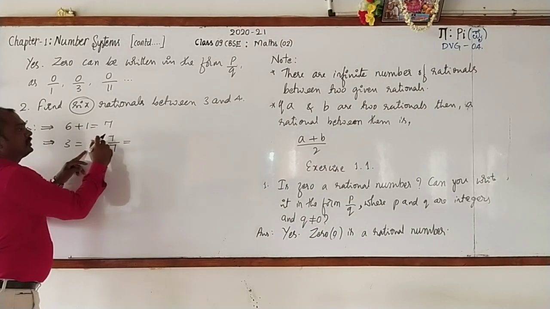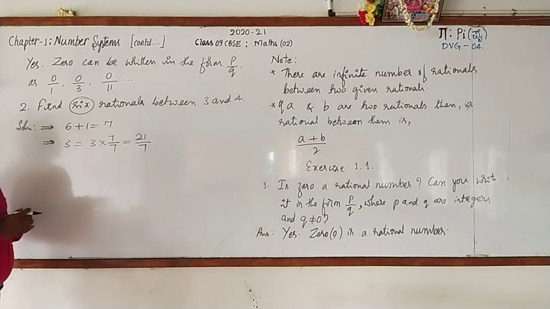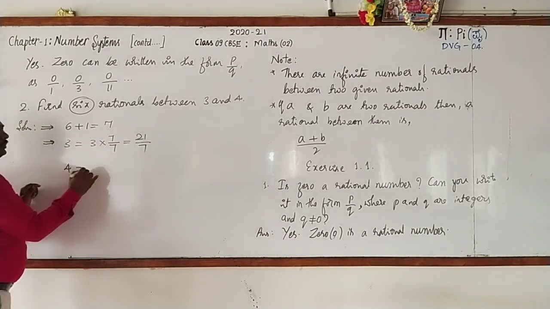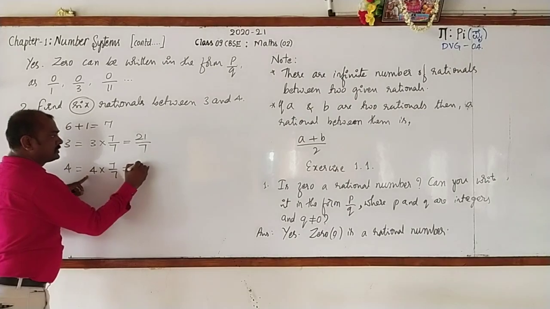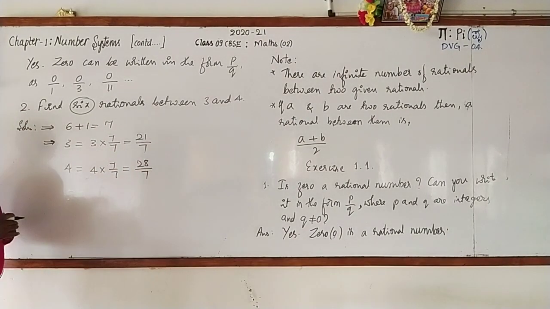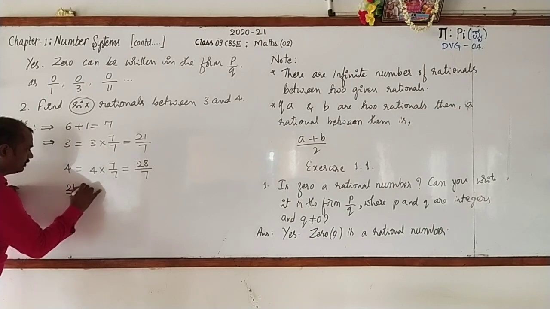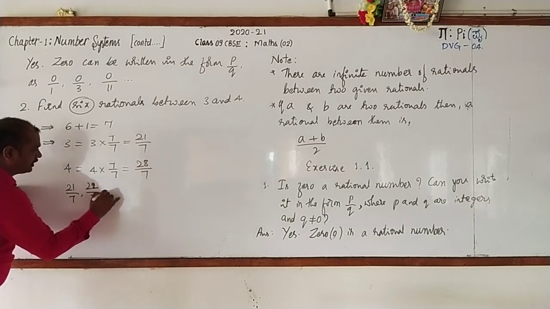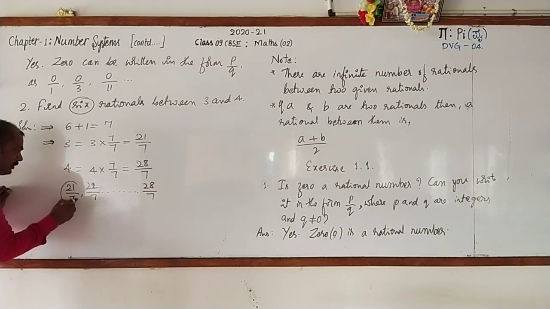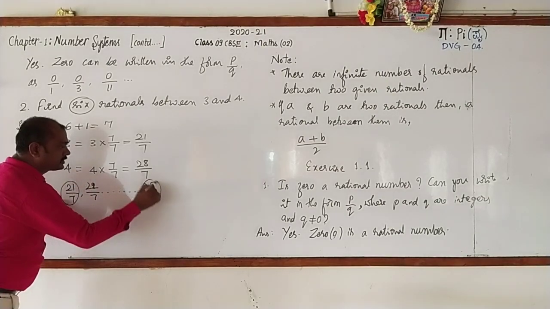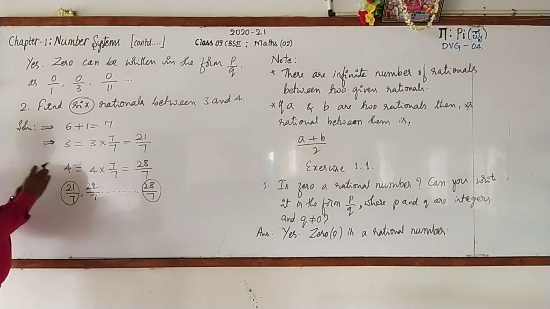Next write 3. Then multiply 7 and divided by 7. It's equal to 3 7s are 21, 21 by 7. Next 4 is there. 4 is equal to 4 into again 7 by 7. It's equal to 4 7s are 28. Then whole divided by 7. Denominator terms are same. Hence you can go for writing number of rationals. Here 21 by 7, 22 by 7 and so on. Last one is 28 by 7. What is 21 by 7? It is 3. 28 by 7, this is 4. Then we want 6 rationals between these two numbers.